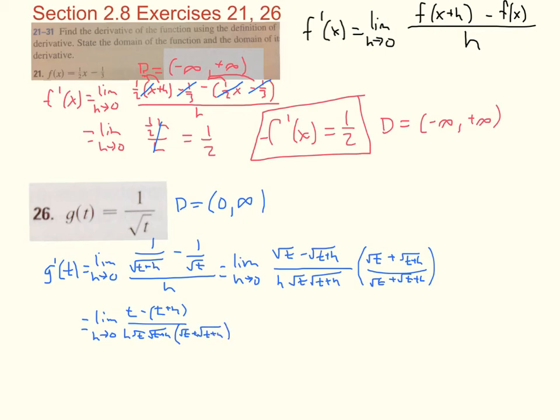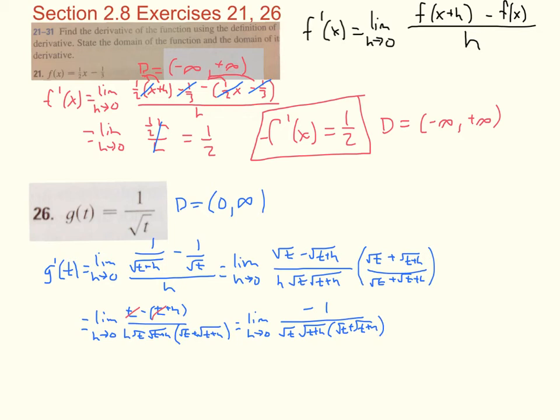So on the top, distributing that negative sign, my t's are going to cancel each other out. And so I'm going to be left with that negative h up there. So we have the limit as h approaches 0. I have a negative h, and I have an h on the bottom, so I can cancel the h's out. So what I'm left with is negative 1 over all that stuff that's left: square root of t plus h, and the square root of t plus the square root of t plus h.